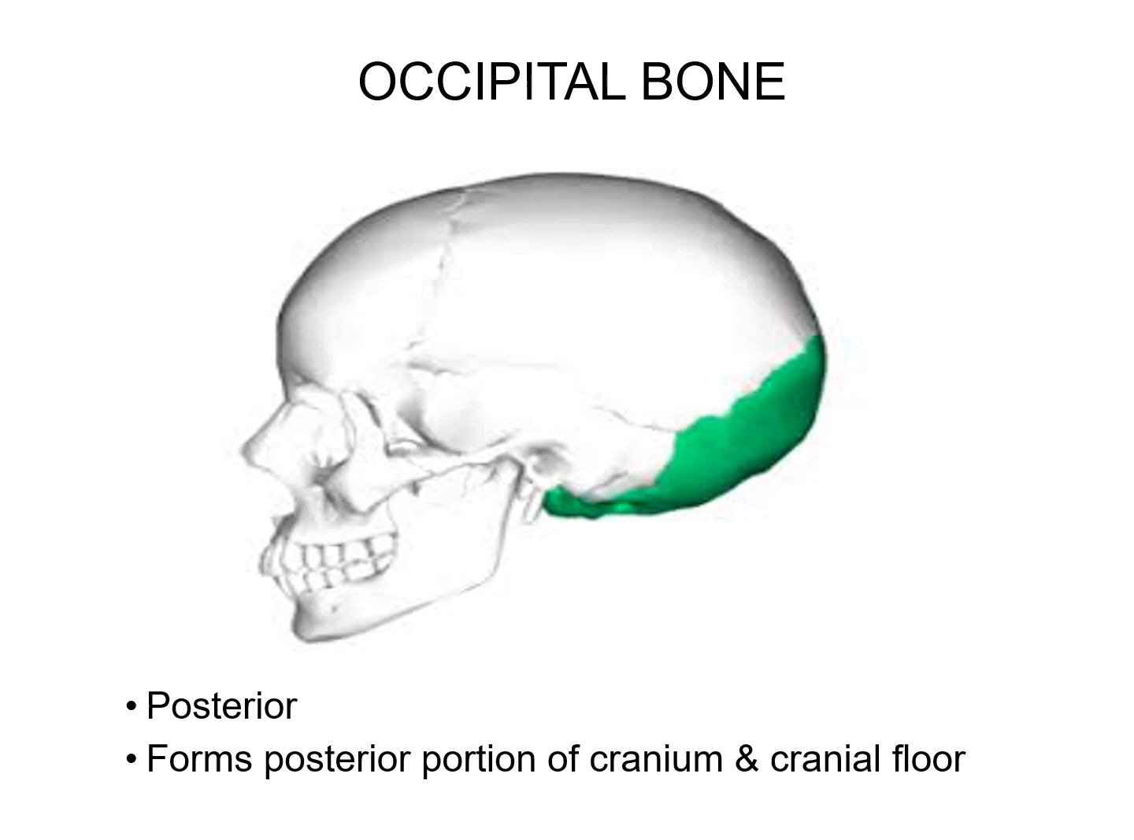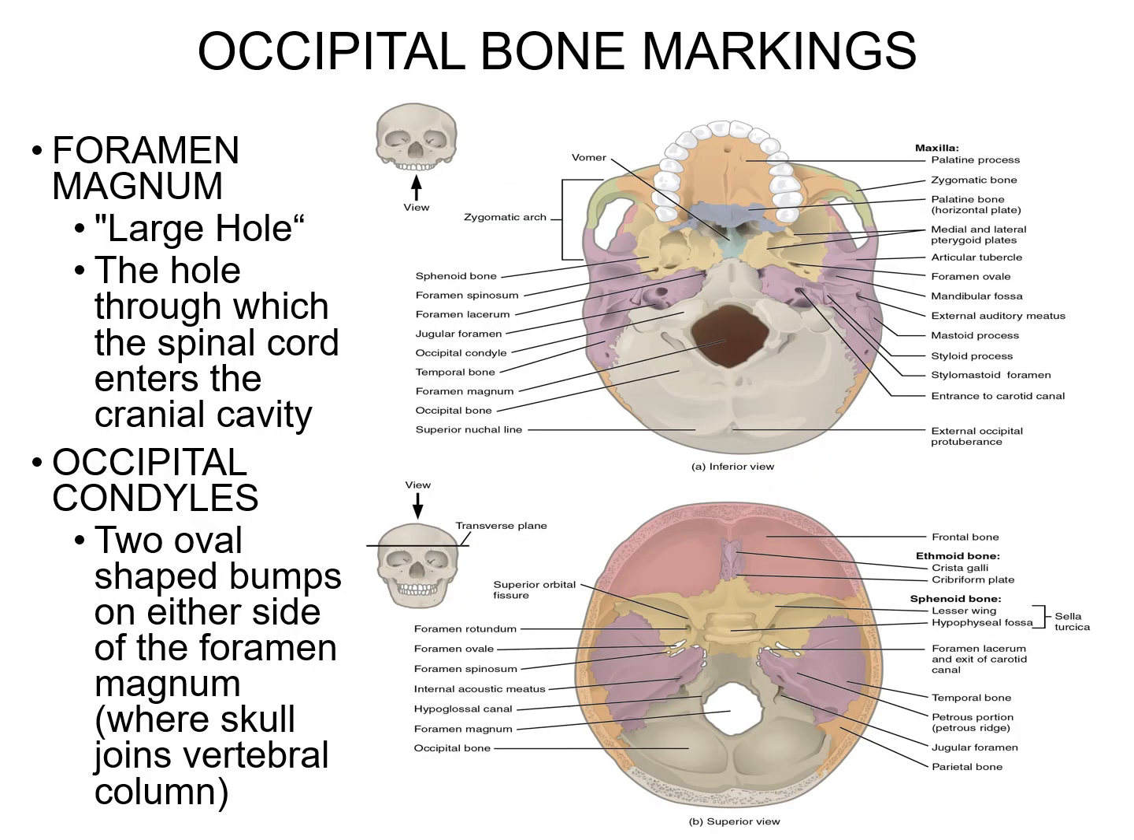Next, we have the occipital bone. We only have one of these. It's just the back of your head bone that protects the back of your brain. And a few important markings that we have with the occipital bone. One is the foramen magnum, a very important bone marking. Remember, foramen is a hole, and this hole is really, really big.